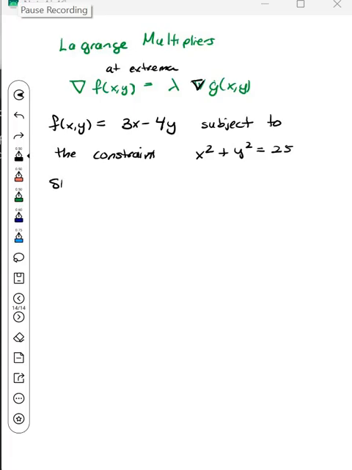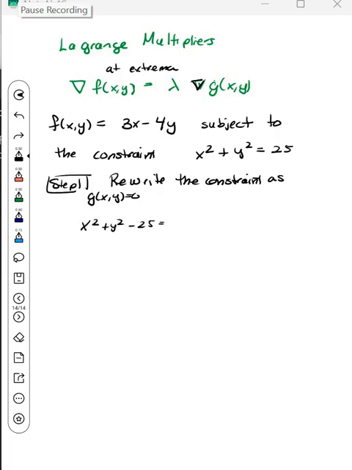So step 1 is to rewrite the constraint as g of x, y equals 0, like pull everything over to the left side. So I take that constraint equation and set it equal to 0. I said g of x, y, but this is your g of x, y, right? This garbage right here is g of x, y, the constraint.